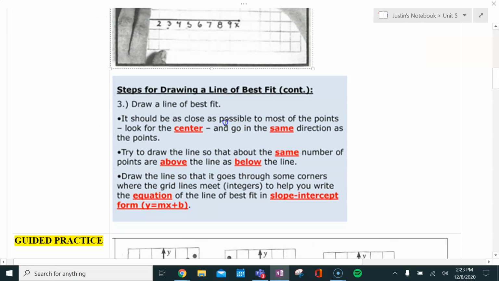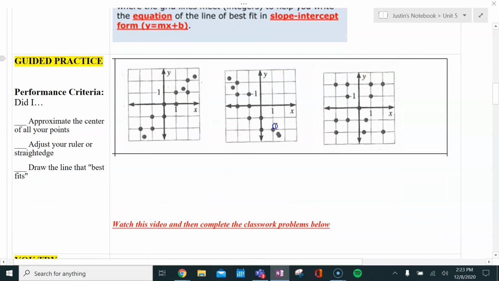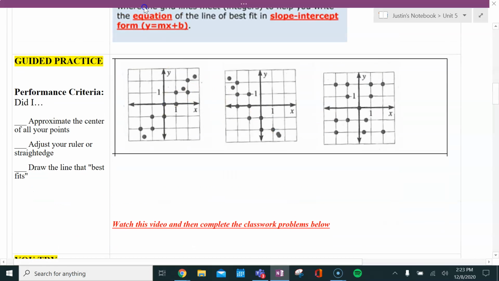Okay, so steps for drawing a line of best fit. Obviously you want to draw a line of best fit, so it should be as close as possible to most of the points. You want to look for the center and go in the same direction as the points, so you want to see if it's going in an upward, downward, or no trend. Okay, try to draw the line so that there's about the same amount of points above and below the line. Okay, so this is exactly what we're going to do right now.